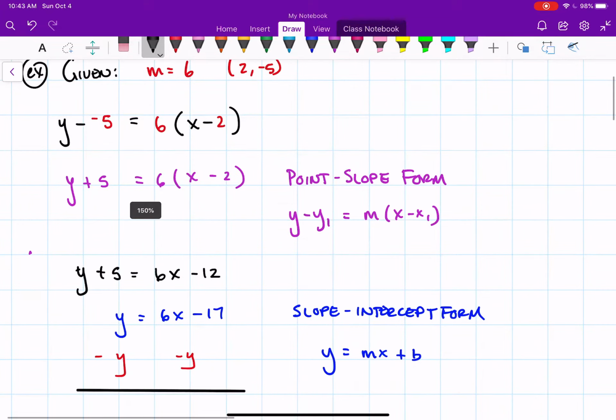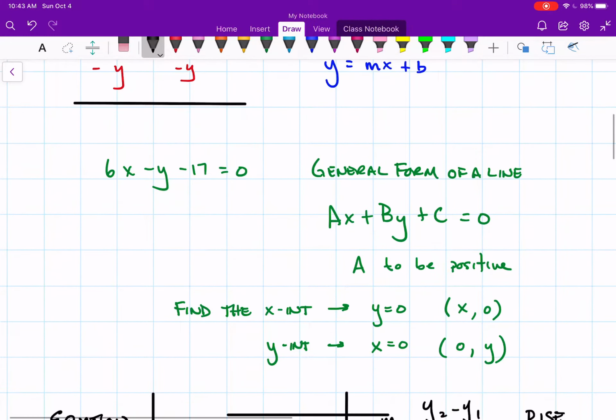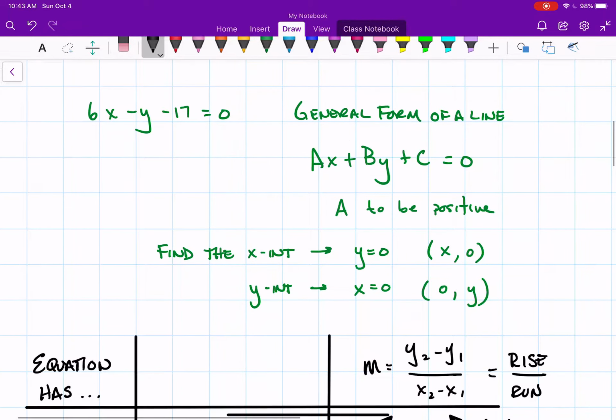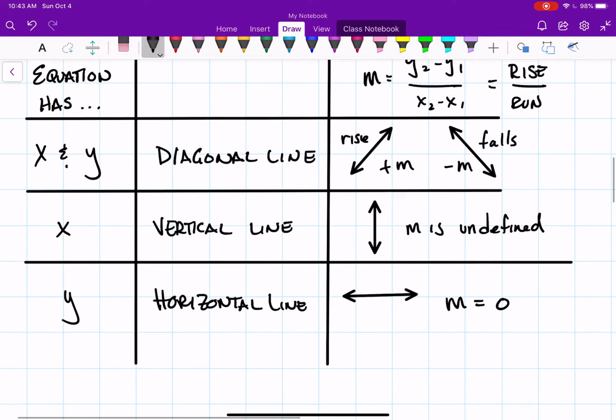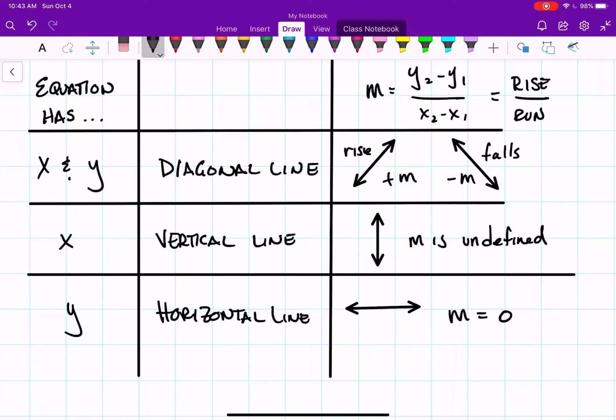So again, we know the point slope form, we know the slope intercept form, and now we're introduced to the general form, which is to get everything on one side, so the x comes first, then the y, and then the constant. And this is just a reminder: in case we have an equation that has an x and y in it, we have diagonal lines. Going from left to right, if it goes up or rises, it's a positive slope. If it falls or goes downward, then we have a negative slope. If we only have x in the equation, then we just get x by itself and we have a vertical line. If we only have y in the equation, then we solve for y and we have a horizontal line.